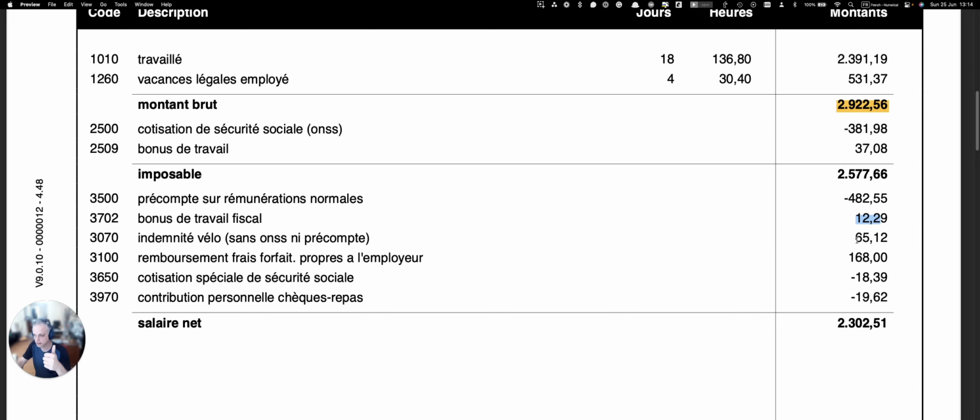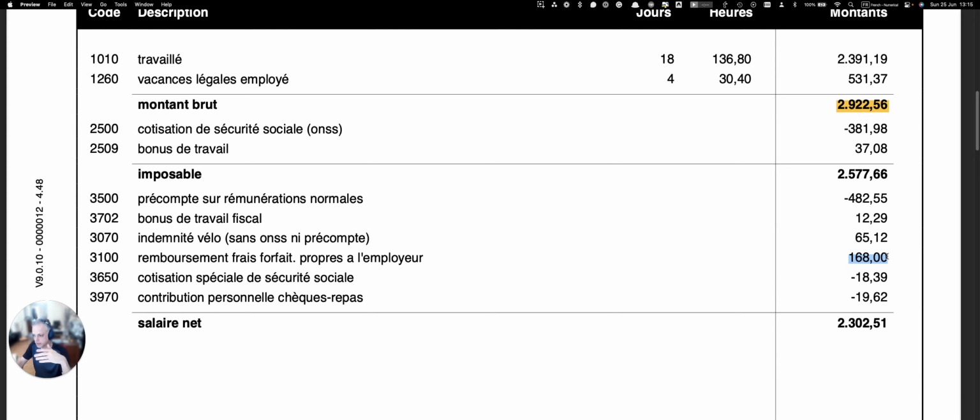you get the bike benefit if you're using a bike, of course. If you're not using a bike, there are other benefits. So that's the 65 euros. And then on top of that, you get 168 non-taxable to compensate for the extra cost of working from home, for example, or having a lot of representation cost.